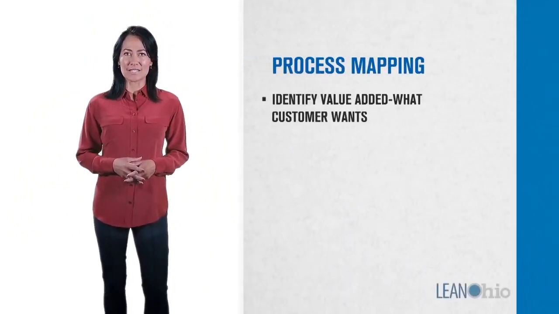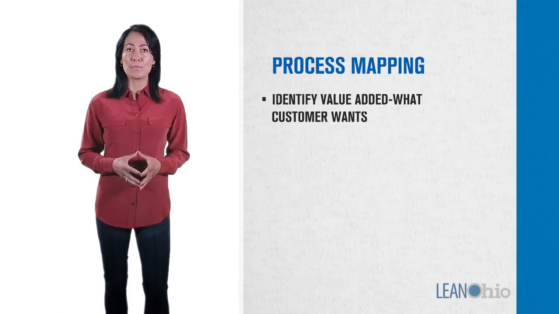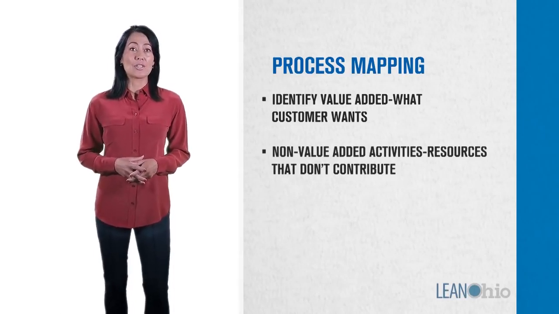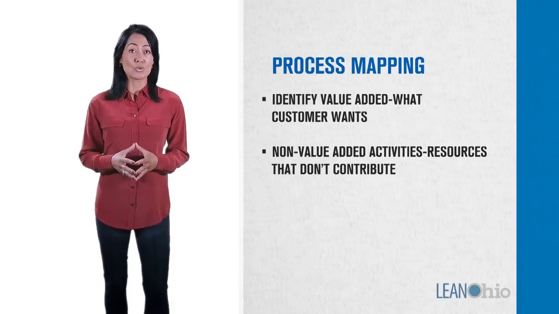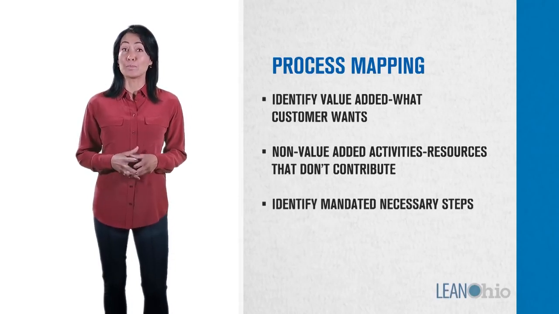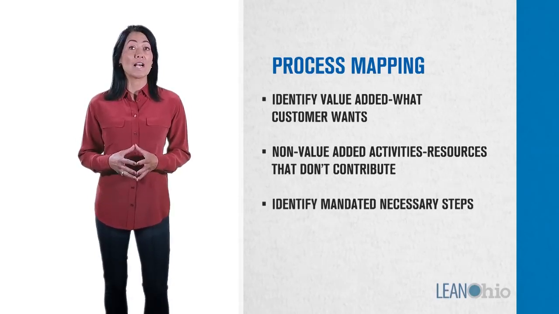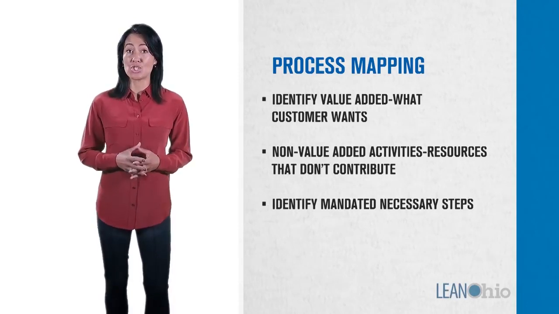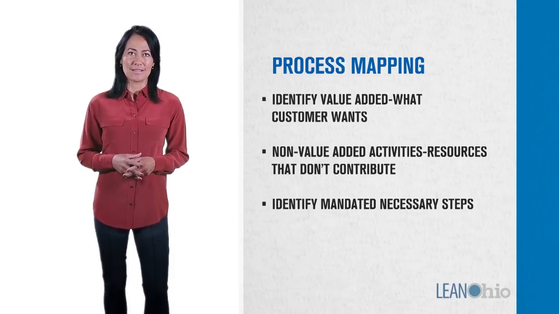Once the process map is drawn, it's time to analyze it for potential areas of process improvement. Begin by identifying value-added activities, those that transform materials and information into products or services that the customer wants. Identify non-value-added activities, those that use resources but do not directly contribute to the product or service. Identify non-value-added activities but necessary steps, those that are non-value-added but mandated by regulation, rules, or statute and cannot be changed unless the regulation is changed.